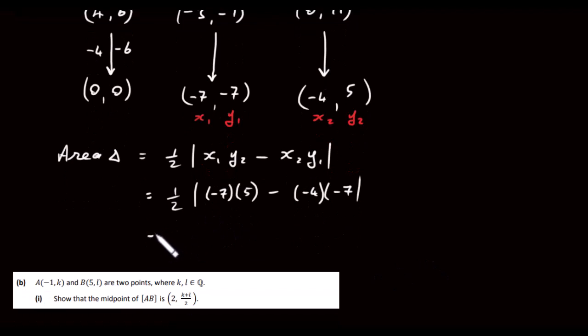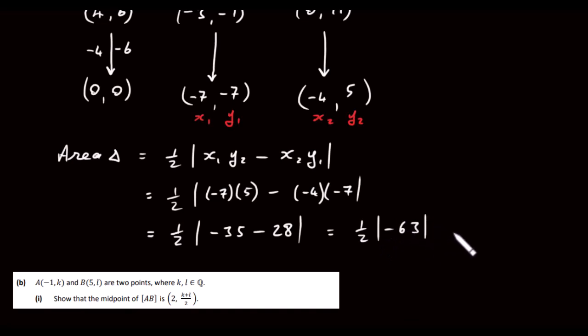So let's see, we've got half the modulus of 5 sevens, 35. So it's -35, and here we got minus times minus times minus, so that's going to be -4 sevens, 28. So that gives me half the modulus of -63. So that will give me, let's see, 31.5, I think. 31.5, that's units squared. So that's it. Let's have a look at the next one.